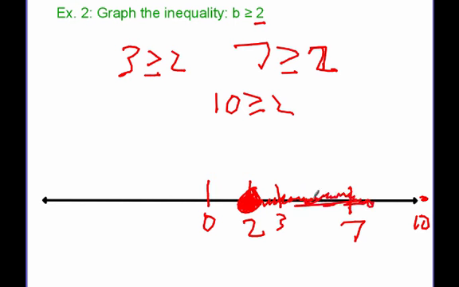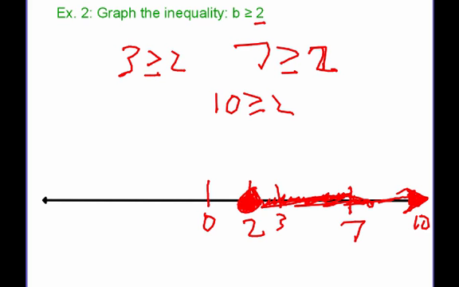When you're graphing, you should realize that all 3 of your points that you're picking out as solutions should be on the same side of the circle, and if they're not, it's because you did something wrong. So this is what our graph looks like. Closed circle at 2, shaded to the right.